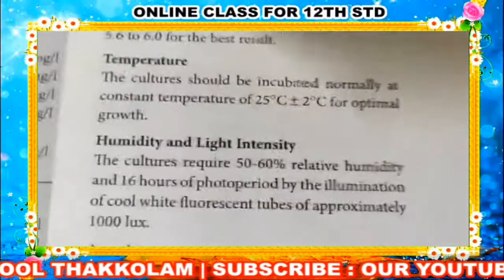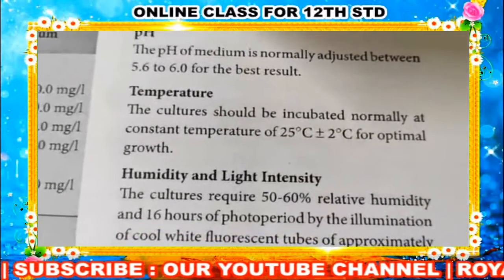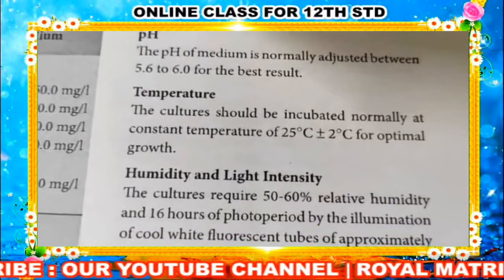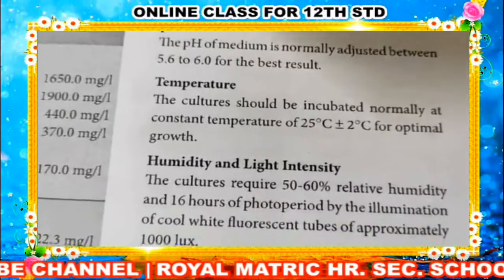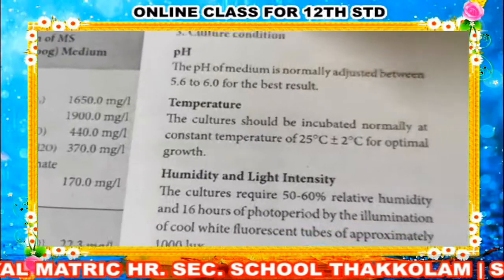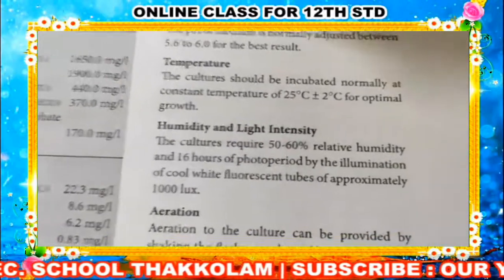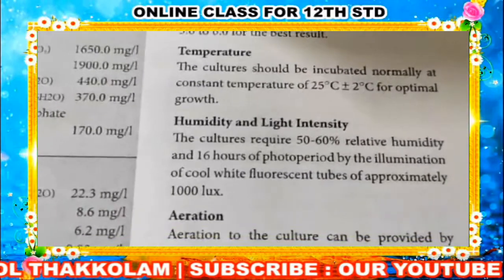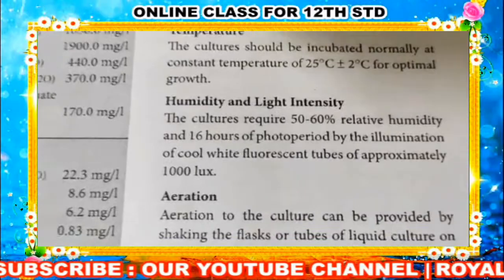Next is temperature. What do you have to do with the temperature? It should be incubated normally at a temperature of 20 to 25 degrees centigrade. It might be plus or minus 2, so it might be 27 or 23. For optimal growth, for the correct growth of the plants, the temperature is 25 degrees C plus or minus 2. Then the humidity and the light intensity.